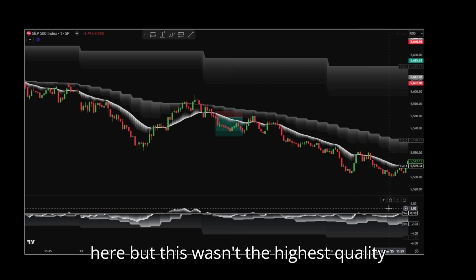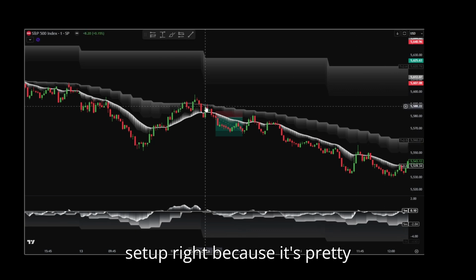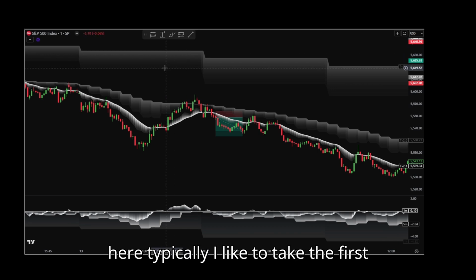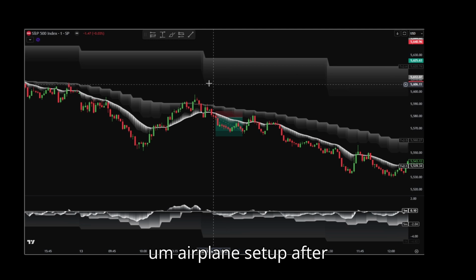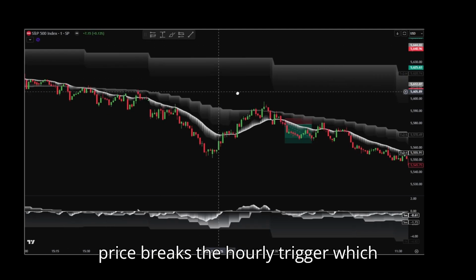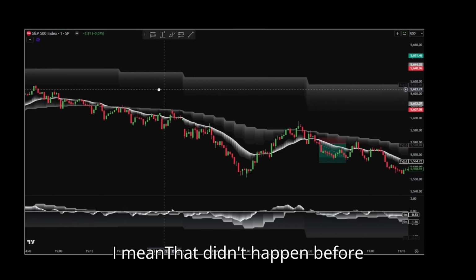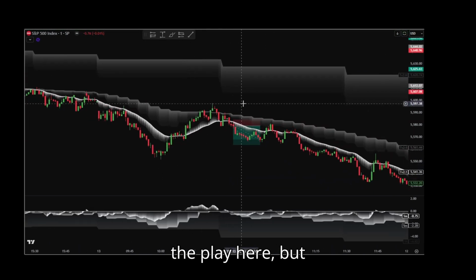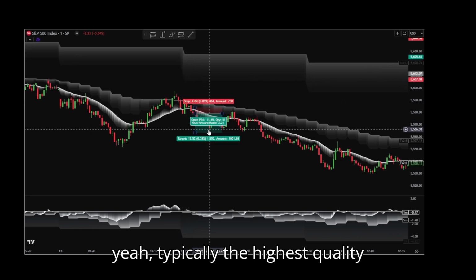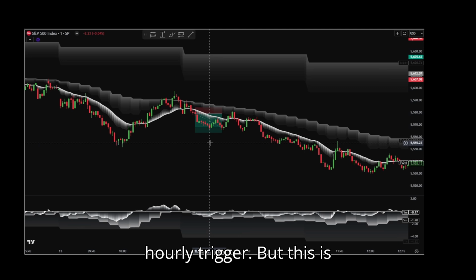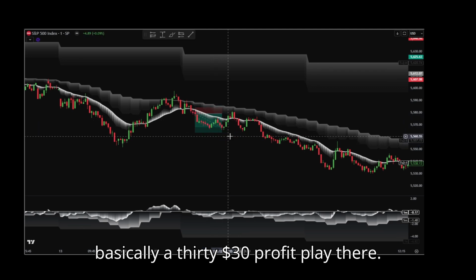But this wasn't the highest quality setup, right? Because it's pretty extended from the hourly trigger here. Typically, I like to take the first plane setup after price breaks the hourly trigger, which, I mean, that didn't happen before the play here. But yeah, typically the highest quality plane setup is after price breaks the hourly trigger. But this was basically a $30 profit play there.